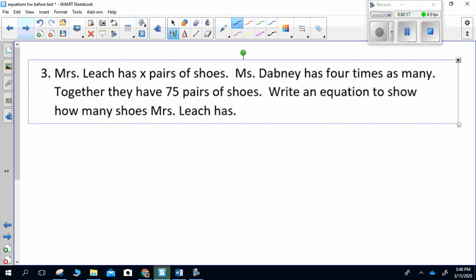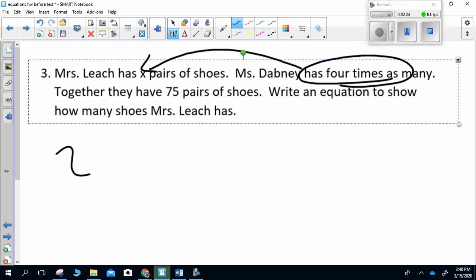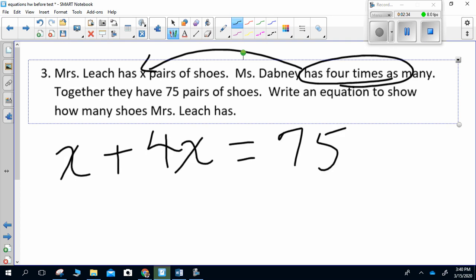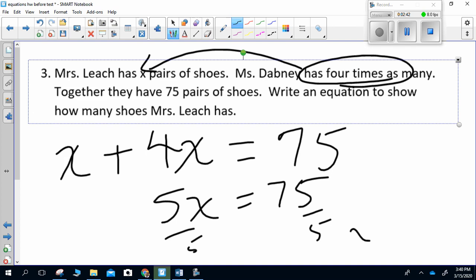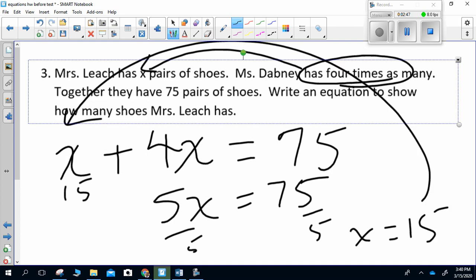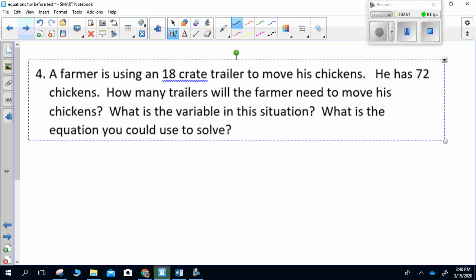Next one, Mrs. Leach has X pairs of shoes. Miss Dabney has 4 times as many. Well, I don't know how many Mrs. Leach has, but I do know she has X. And then Miss Dabney has 4 times as many, so she has 4X. And then together they have 75. So you can write it like this, or you could write 5X equals 75. If I wanted to solve, I could divide both sides by 5. X is 15. That tells me that Mrs. Leach has 15 pairs of shoes, and Miss Dabney has 4 times 15 pairs of shoes, or 60.